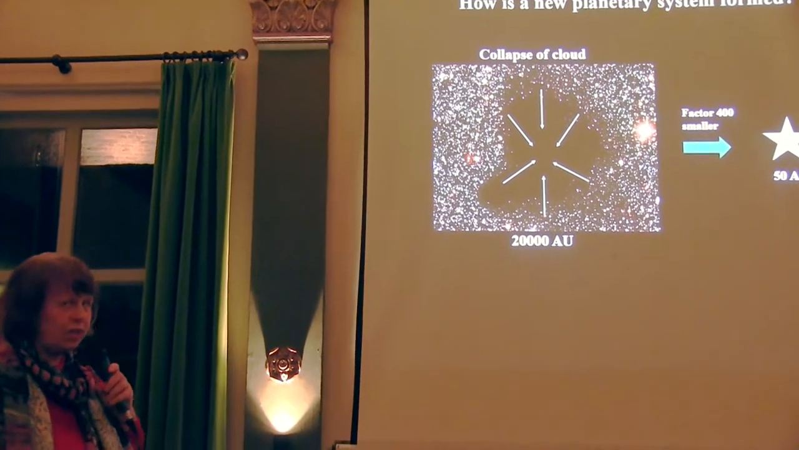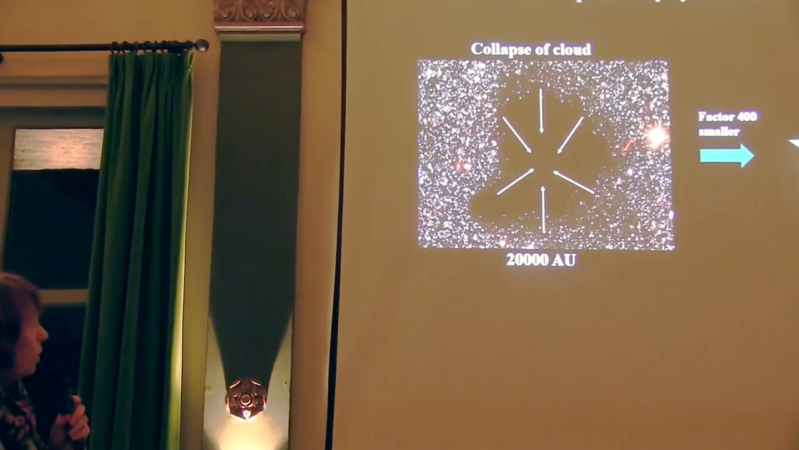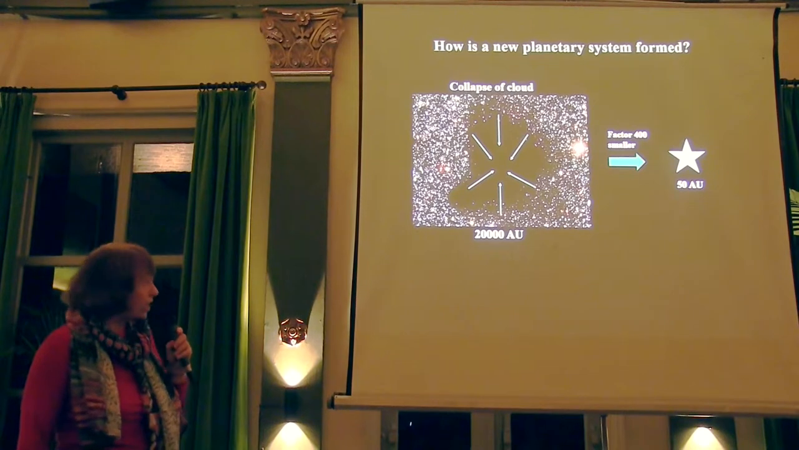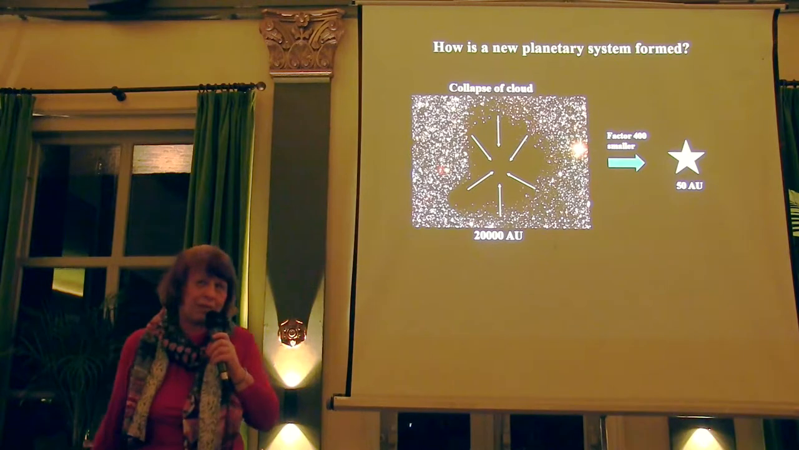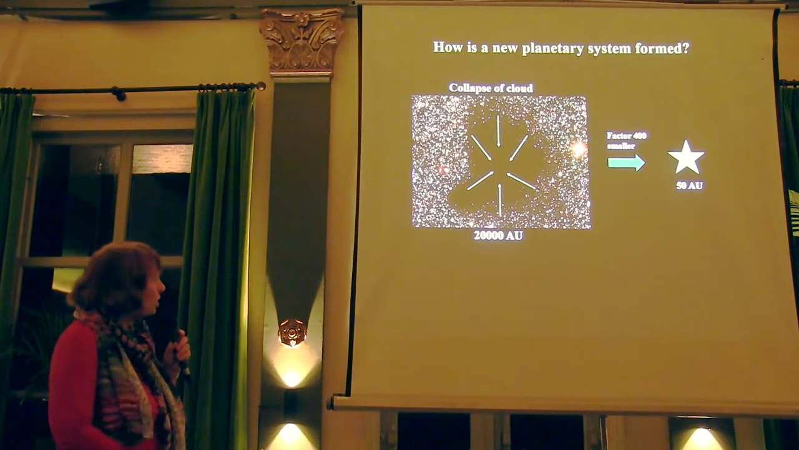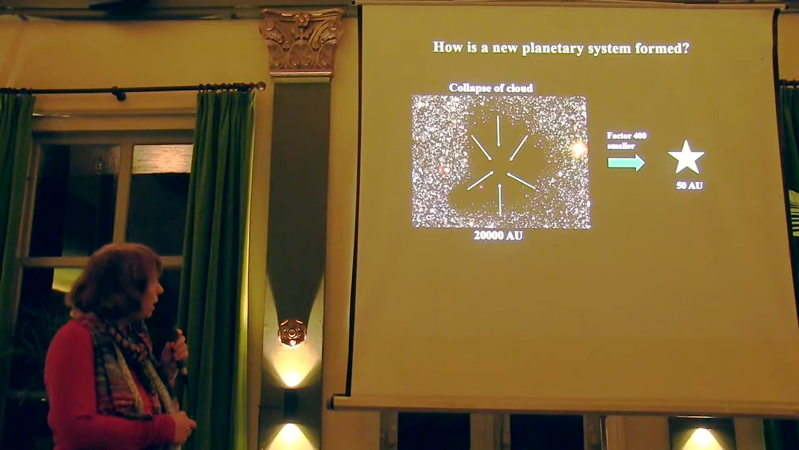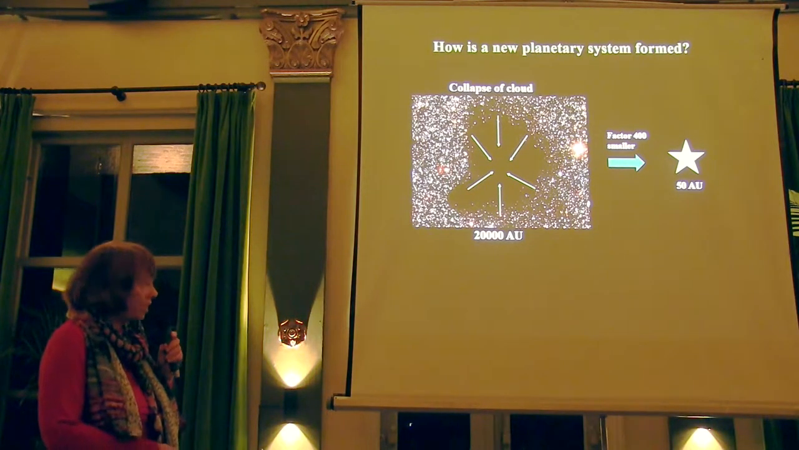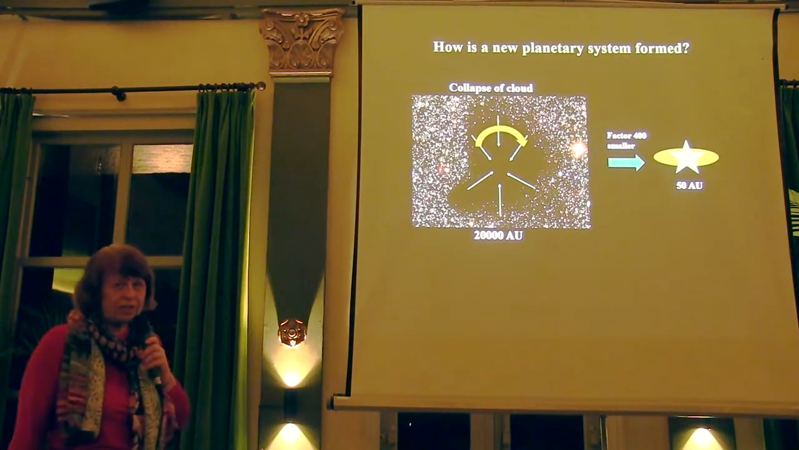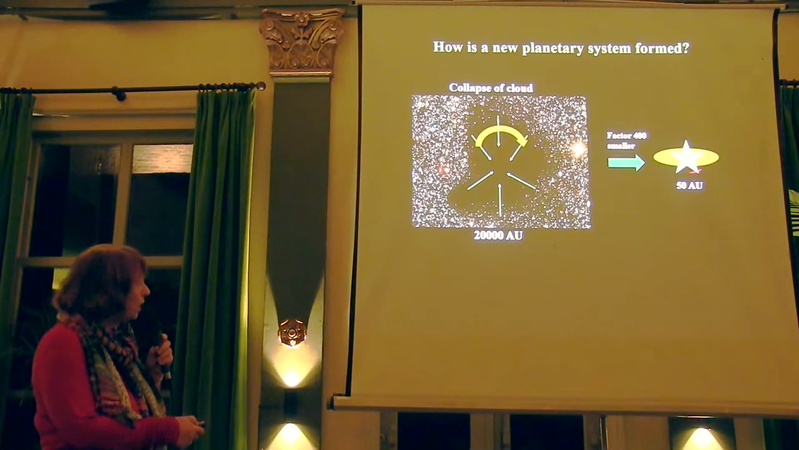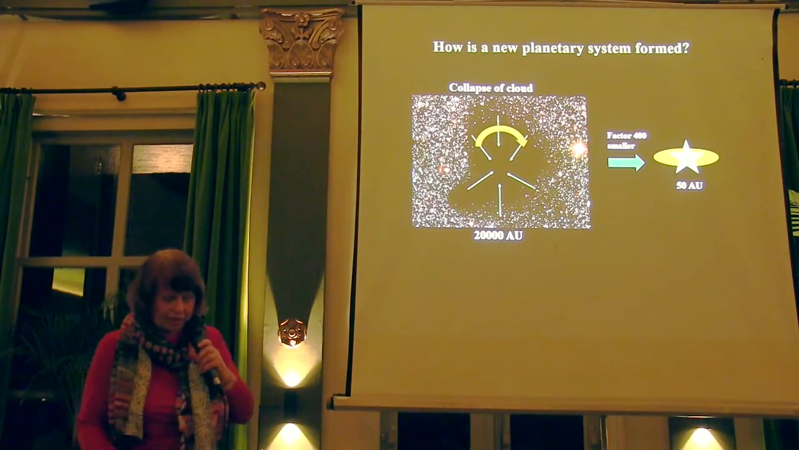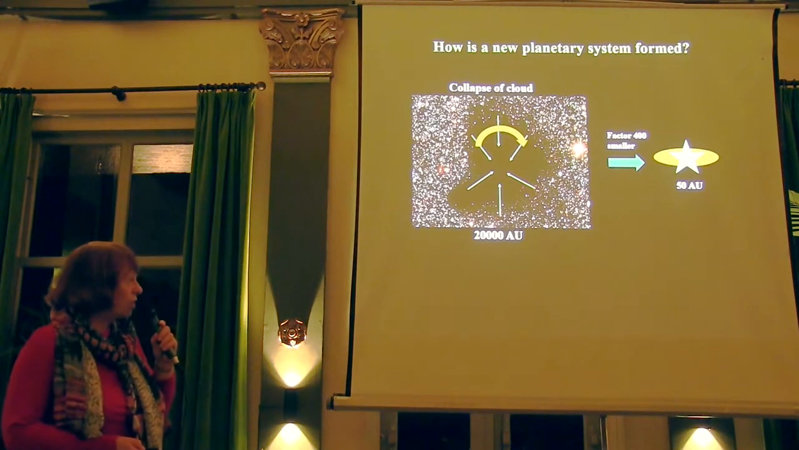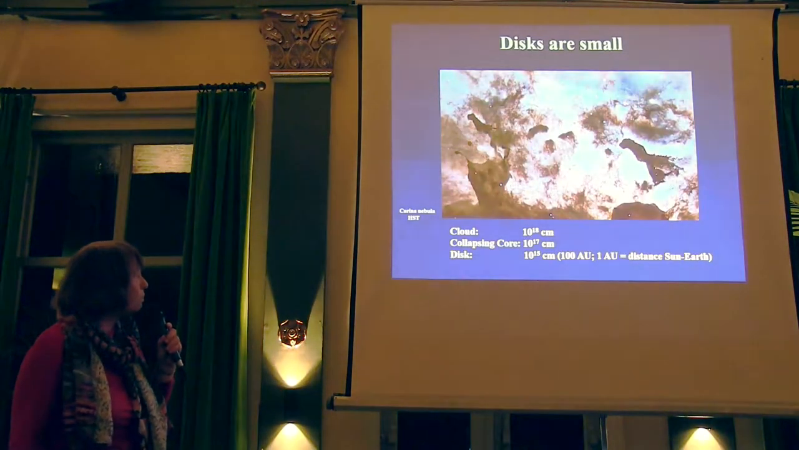Okay, so how do we make a star and a surrounding planet? Well, these star clouds that you see, they are stable for maybe a million years or 10 million years, but then at some stage gravity basically wins and the cloud starts to collapse under its own weight. And it will then form a protostar in the center, but once the cloud rotates a tiny little bit, you form a disk around the star. And it's in this disk, which is really tiny on the scale compared to here, in which planets can form.